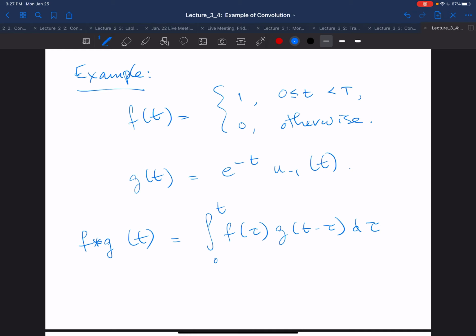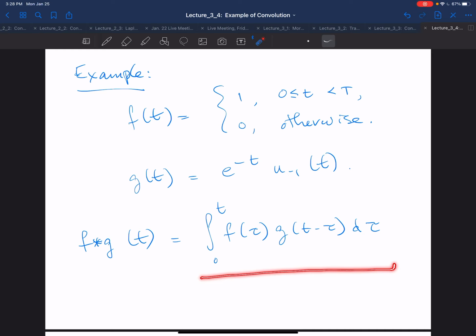f of t is effectively a rectangular pulse. It's equal to 1 when little t is between 0 and big T, but otherwise it's 0. And g of t is a one-sided decaying exponential, e to the minus t times the unit step. So by definition, using the one-sided convolution formula, the convolution is given by this integral: the integral from 0 to t of f of tau times g of t minus tau d tau.